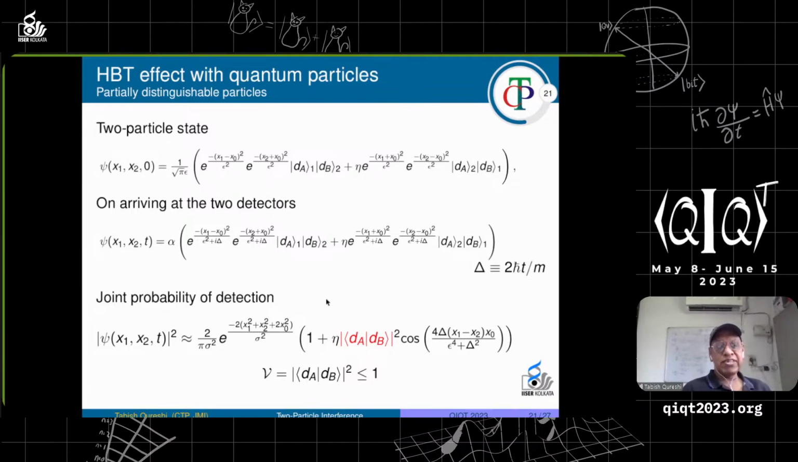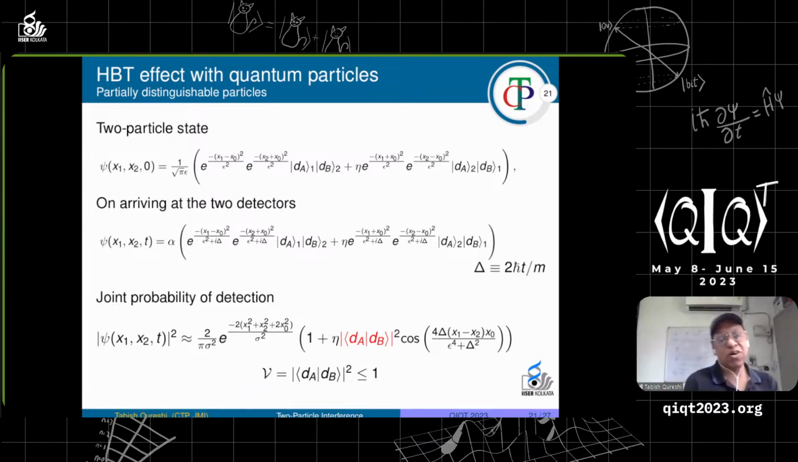Now it is very easy to see the coincidence count. You just take the mod square of this. It will give you the joint probability of detection at point x1 and point x2. And the joint probability will give you this. You see 1 plus dAdB. Oh, actually, I forgot to mention that I had written eta instead of 1 here, because if eta is 1, then this will be the case for bosons. If these are fermions, then this eta will be -1. So you can do this with electrons, which people have done.